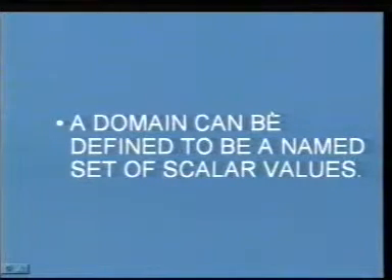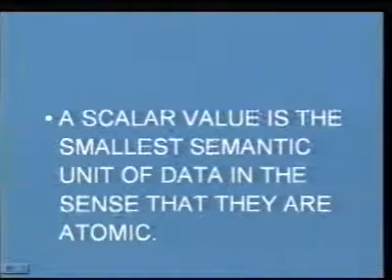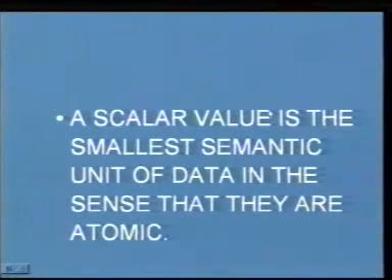A domain can be defined to be a named set of scalar values. Now, what is a scalar value? A scalar value is the smallest semantic unit of data in the sense that they are atomic. Now, what are atomic values? Atomic values are those values which are non-decomposable. That means you cannot divide nor decompose those values further.